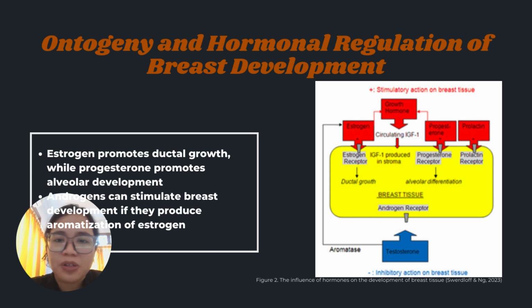Estrogen promotes ductal growth, meanwhile progesterone promotes alveolar development. Aromatase catalyzes the conversion of C19 steroid into estrogen. Therefore, abundant testosterone or increased activity of the enzyme aromatase can increase the production of estrogen. Androgen can stimulate breast development if they produce aromatization of estrogen. This occurs in the case of excess androgens or increased activity of aromatase.